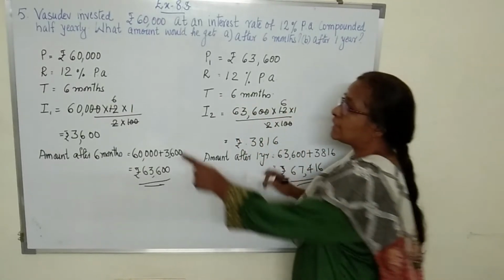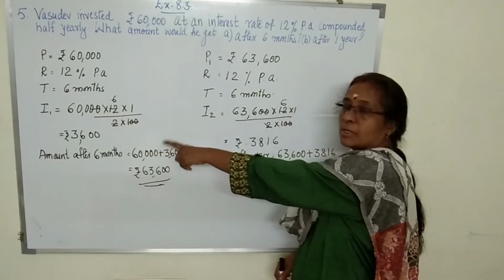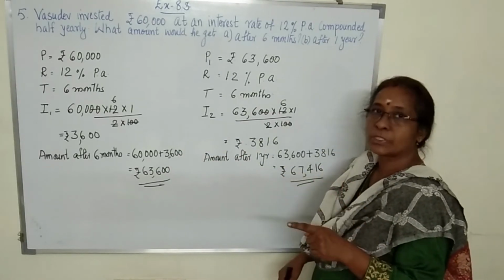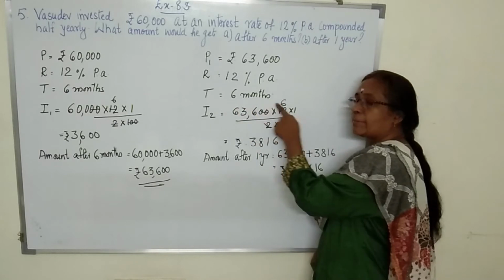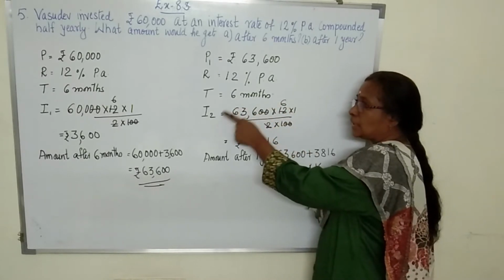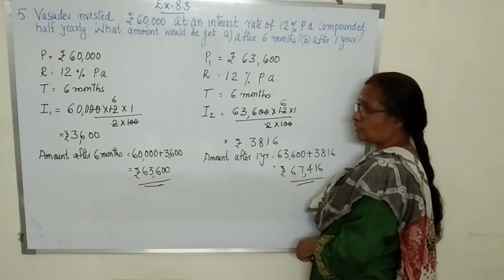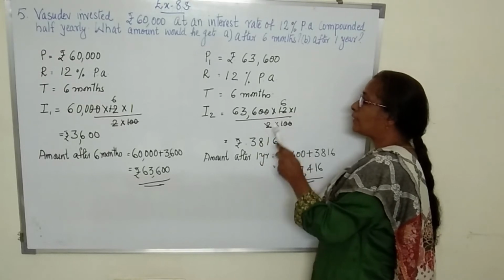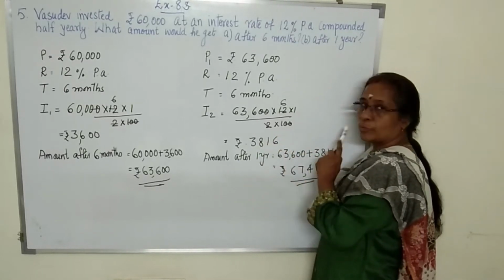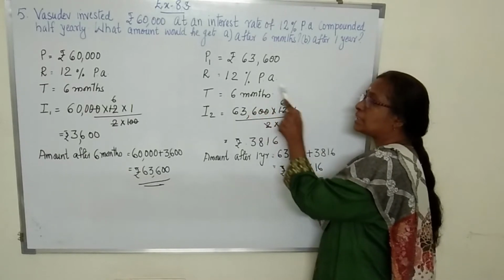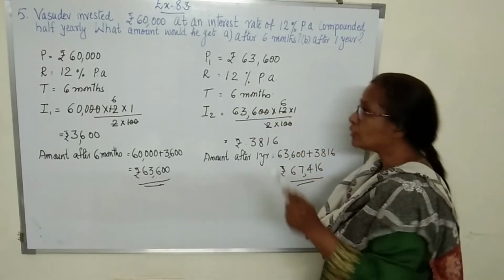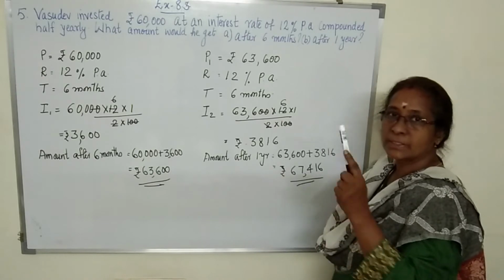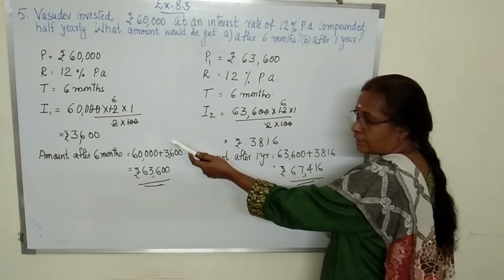See, for 1 year, the first half you have already found out. That is for 6 months you have done. So for 1 year, what is left? One more 6 months. So the next time is also 6 months. So I2 is equal to, this will be the principal, 63,600 multiplied by 12 upon 12 into 1 upon 2 into 100. Again here 2 because it is the next 6 months. Don't get confused. Here it is 1 year, but that 1 year is divided into 2 terms. 6 months, 6 months. So first 6 months we have already done.